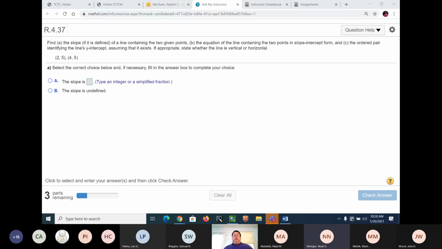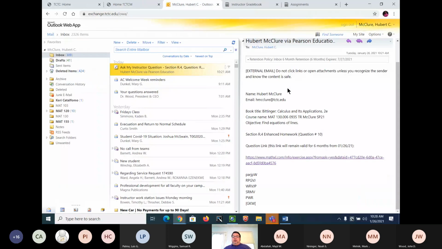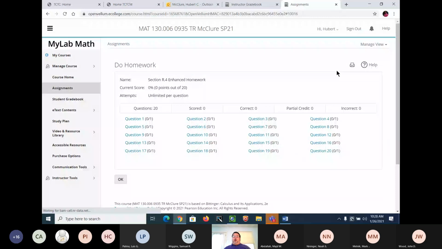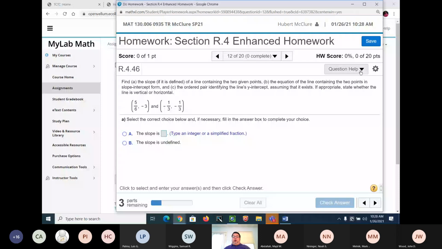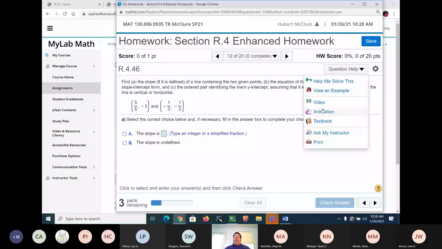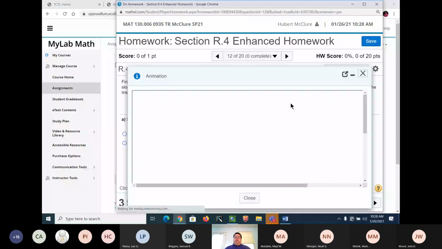All right. So that takes care of all the help me solve this and all that good stuff, and how to get through the homework at home. And if you can't get through the homework, there's the animation. There's the computer graphic tutorial. I'll show you what it looks like.